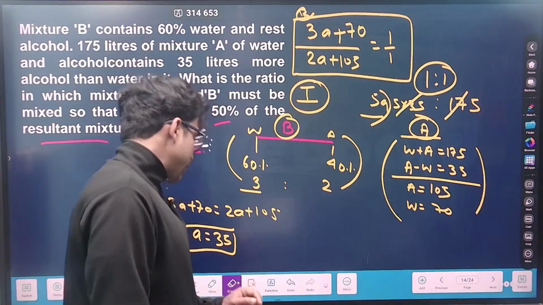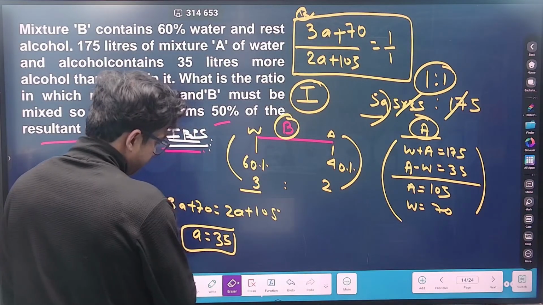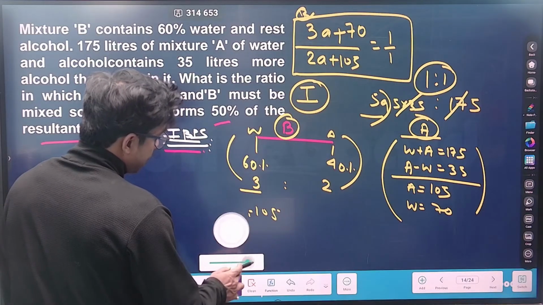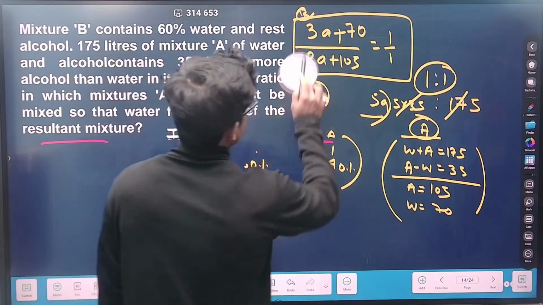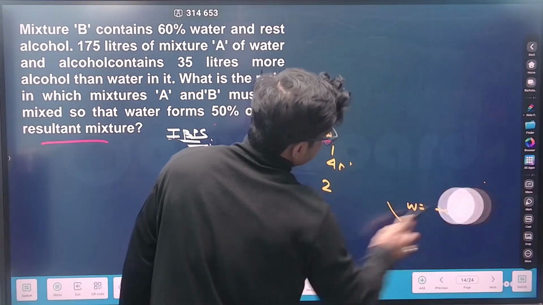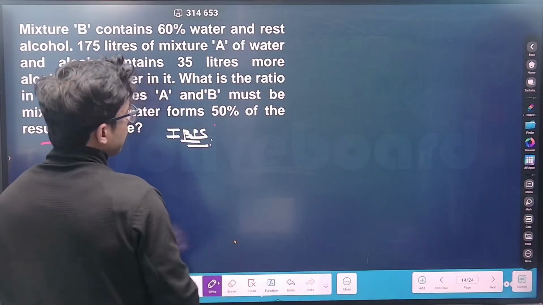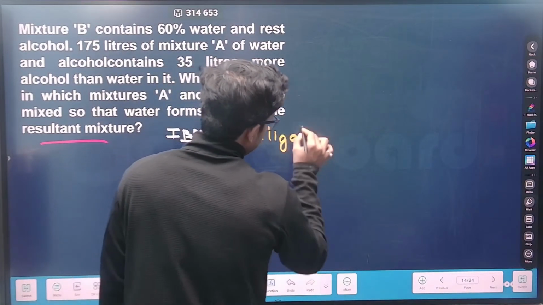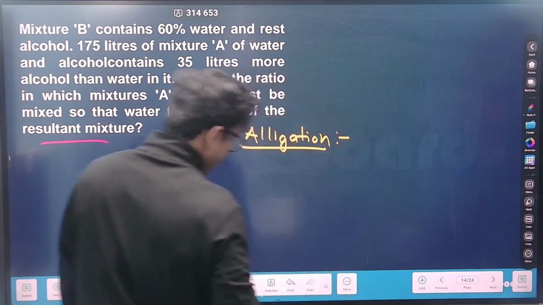But there is also one more method, guys. Let me guide you through that. It is called alligation. So we can also solve this question by alligation. How come we can solve this question by alligation? This is now very important.